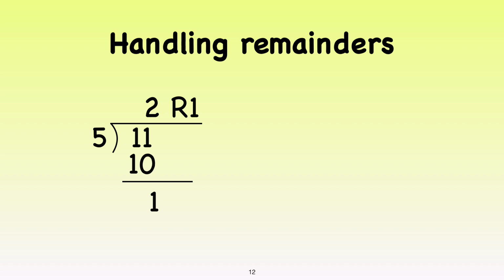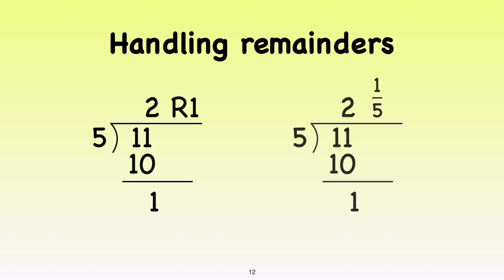Let's say you have 11 pounds of pottery clay to distribute to 5 potters. Each gets 2 1/5 pounds. So we took that remainder, we put it over the divisor, and we made a fraction out of it.